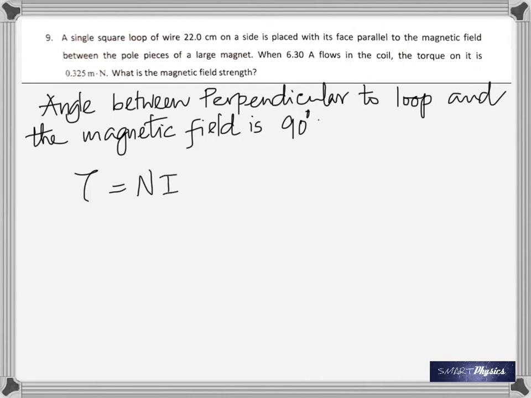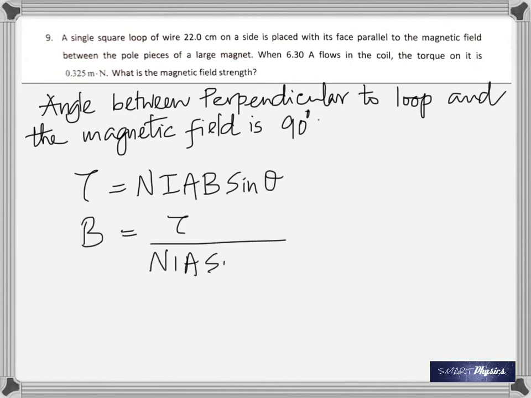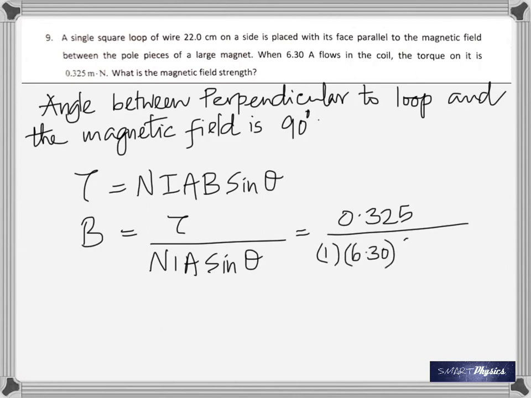The formula for torque is NIAB sine theta. N is the number of turns, I is the current, A is the area. The torque here is 0.325, current is 6.3, and the area is 0.22 squared because it's a square. Sine 90, and when you calculate that, you get 1.07 Tesla.